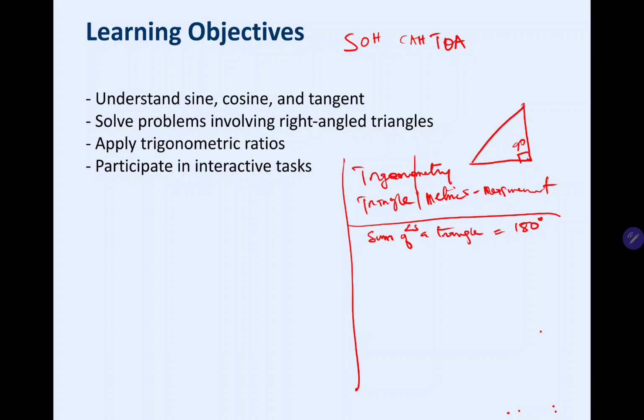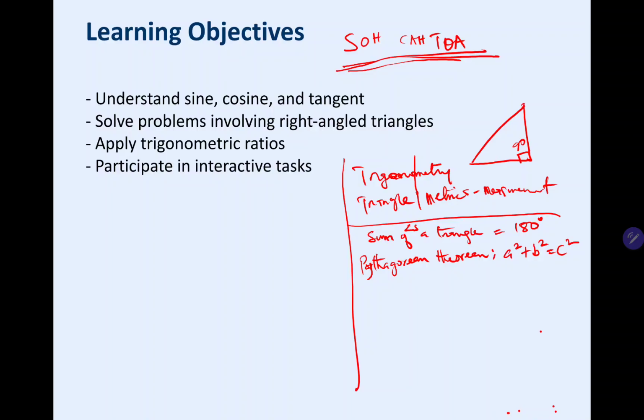Then there's also what is called the Pythagorean theorem, which applies to right angle triangles and states that in a right angle triangle, a square plus b square is equal to c square. We'll come to this in a short while. So with all this in mind, we dive into the course.